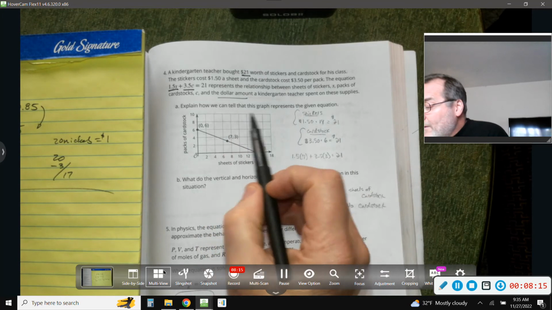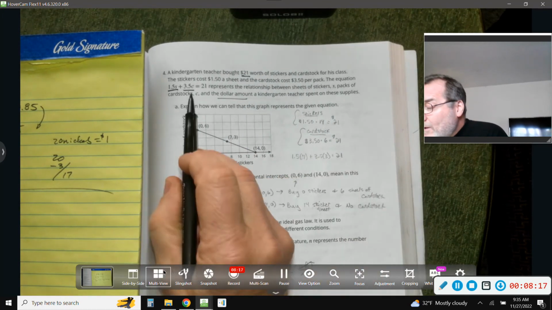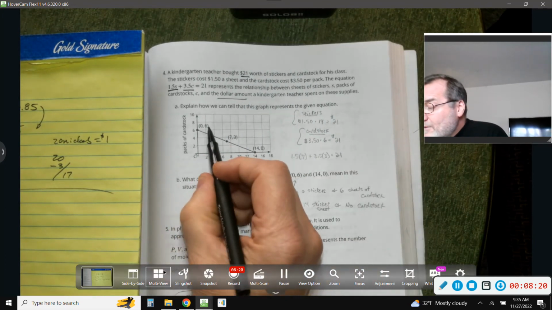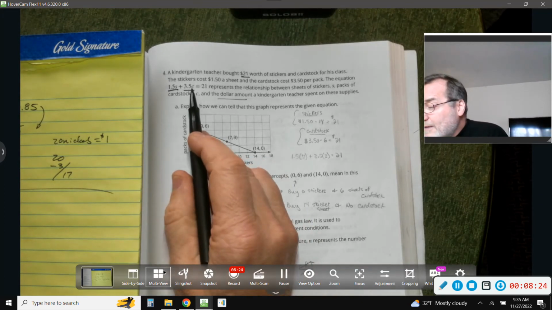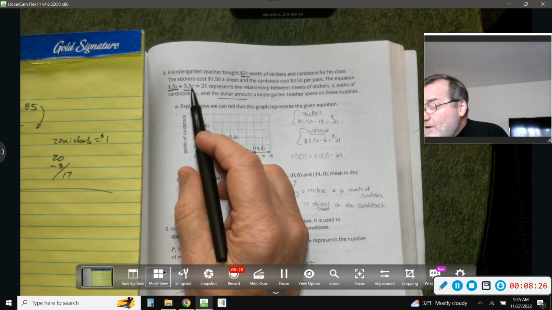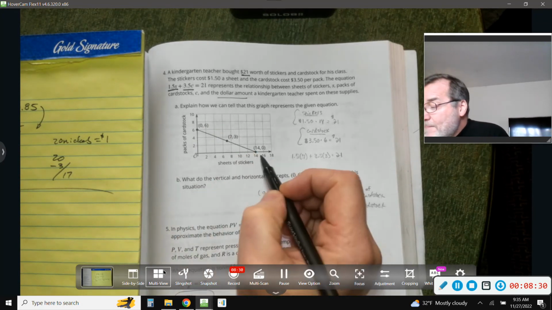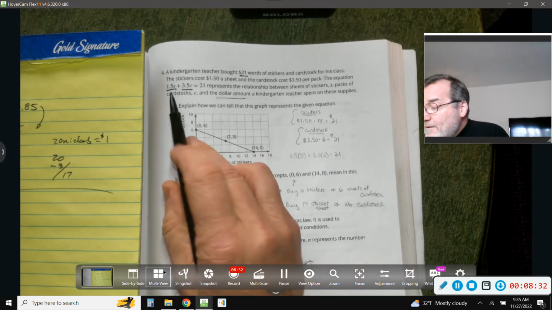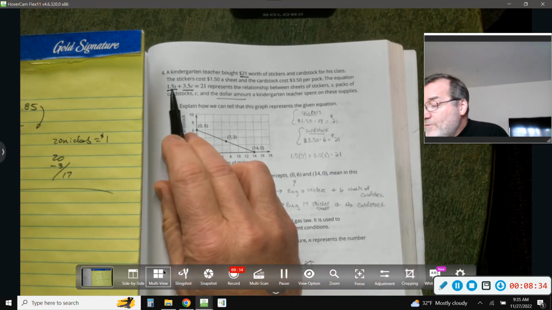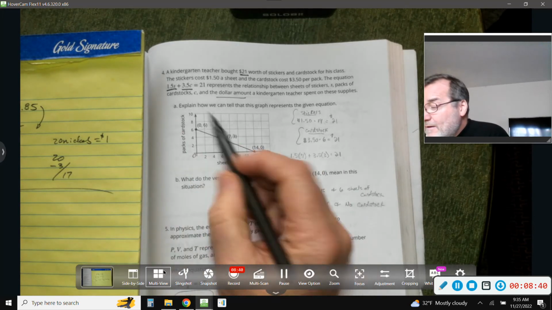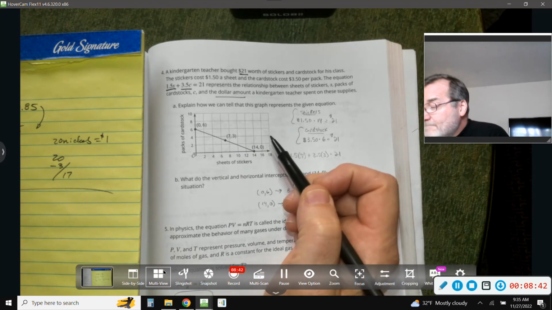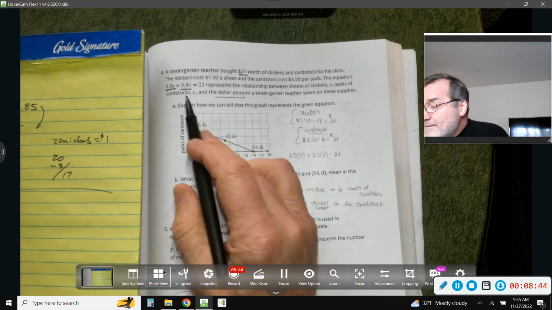So explain how we can graph this situation. Well, if I put in (0, 6), I get no stickers and all cardstock. Then I get 6 cardstocks. 6 times 3.5 is 21, so there's a point. And we go down here, and we have 14 times 1.5. That's 21 plus 0, right? When you put the C value in there, that's what I'll get. So (14, 0).